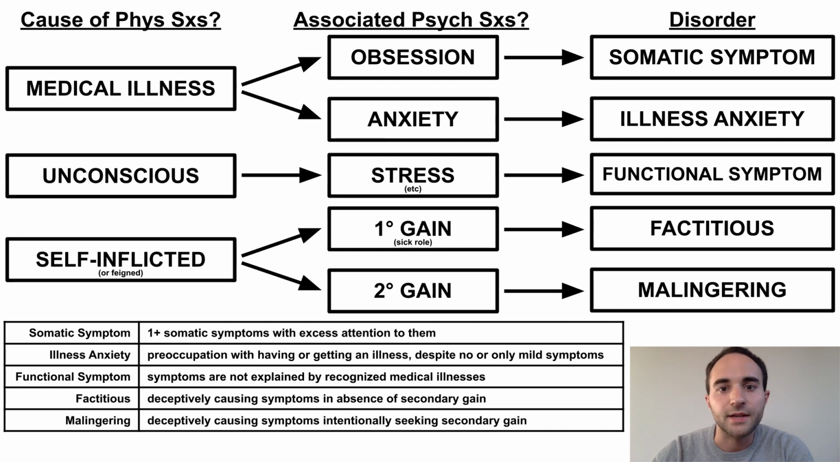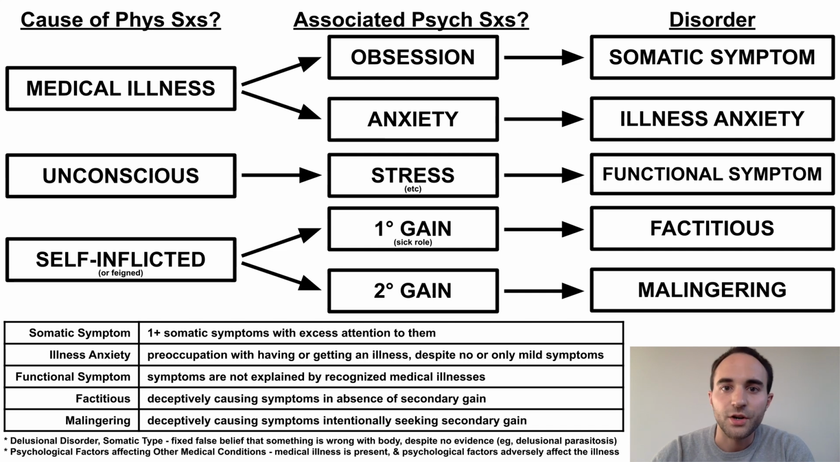I'll conclude by outlining two other related concepts. First, delusional disorder can also involve somatic symptoms if the patient believes there is something wrong with their body despite no evidence in support of this belief. One of the most common forms of this is delusional parasitosis, in which the patient believes they are infected with parasites. Second, there is a DSM diagnosis called psychological factors affecting other medical conditions, which refers to when psychological factors adversely affect the course or treatment of a medical illness. For example, if the patient is so anxious of needles that they are unable to receive necessary medications.